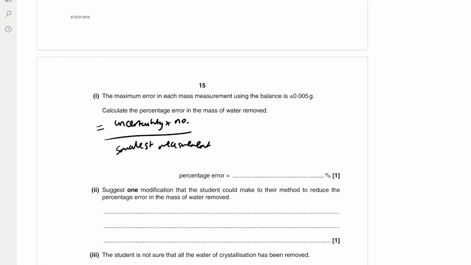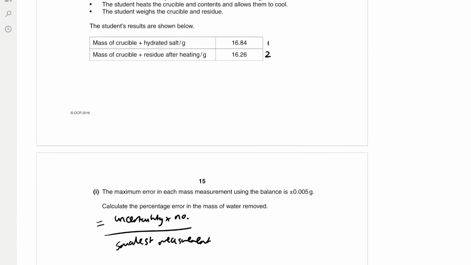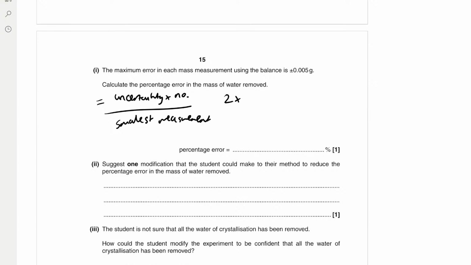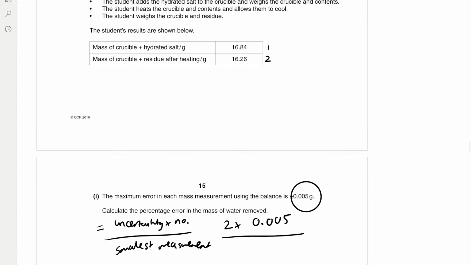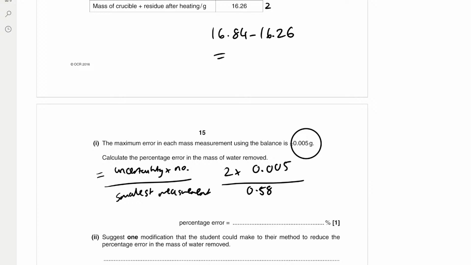So then we'll do that. They're doing 2 measurements. You can see 1, 2. So that's 2 times 0.005. So that's our uncertainty, plus or minus this value here. And then we're dividing it by the measurement, which is when you subtract 16.84 from 16.26, because that's a difference. That's what you need to calculate. That's what they're measuring, in fact. That's what we're going to use for our uncertainty, and that is 0.58.